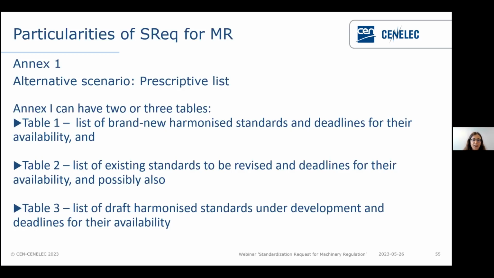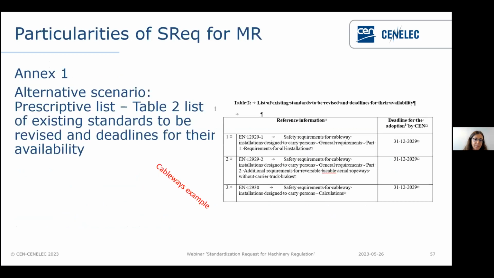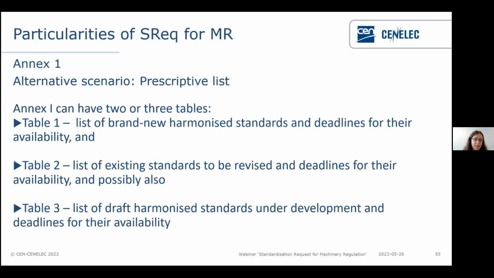So again, in the annex to the standardization request, there can be 2 or 3 tables, one listing brand new harmonized standards, the second one listing the standards to be revised, all these with the deadlines when they are adopted by CEN and CENELEC. And then sometimes we also have table 3 with a detailed list of standards under development.